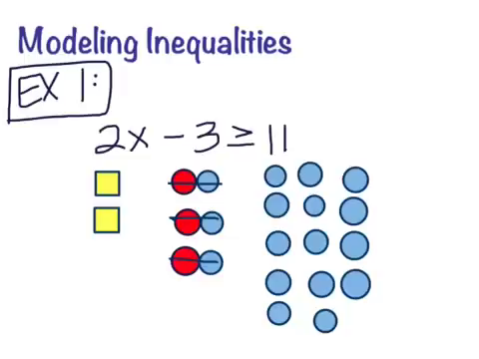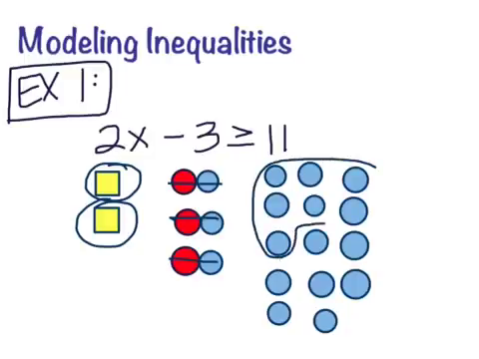So we're left with 2x equals 14. So we must now group these into 2 groups. And I need to make 2 equal groups on this side, which will be 7 each. So 1x equals 7. I'm sorry, 1x is greater than or equal to 7.